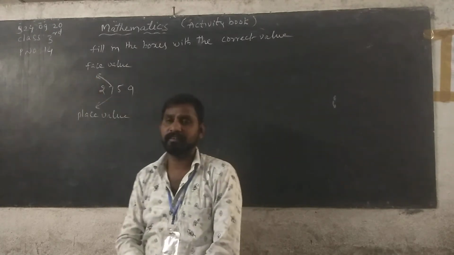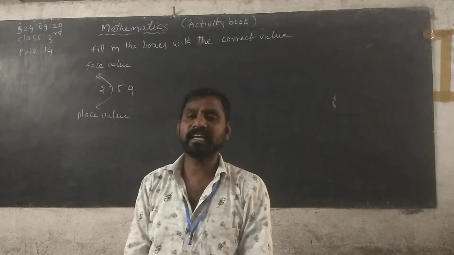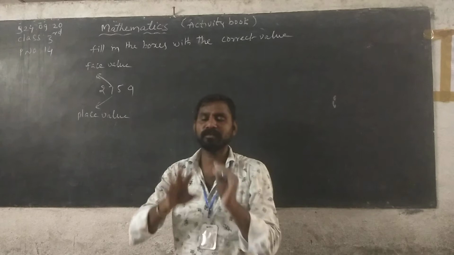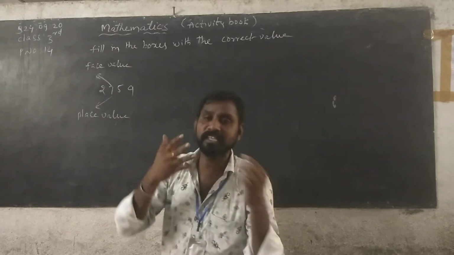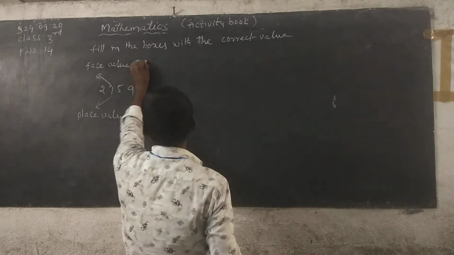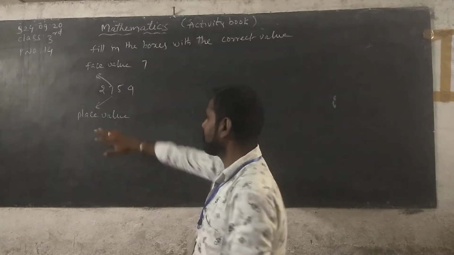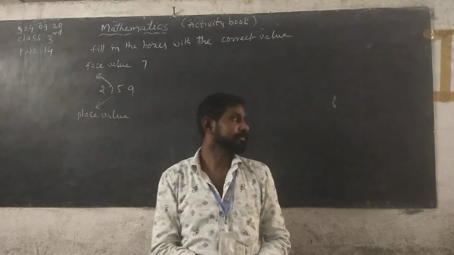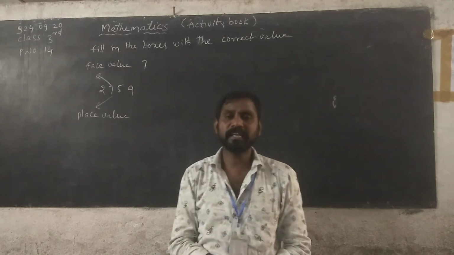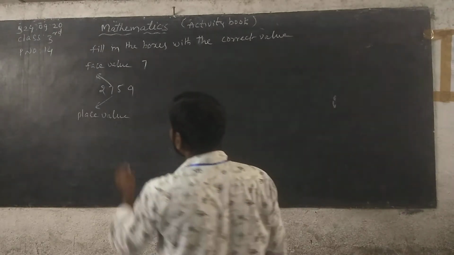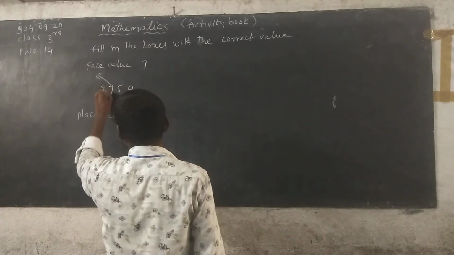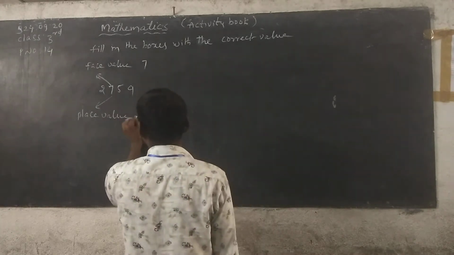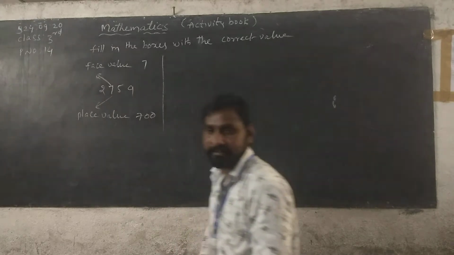First, face value. The face value of a digit in a number is the value of the digit itself, whatever place it may be in. There is no change. You can write it as it is. 7, face value 7. Then next, place value. The place value of a digit depends on its position in the given number. Where is 7? 7 is in hundreds place. Then the place value of 7 is 700. Did you understand?